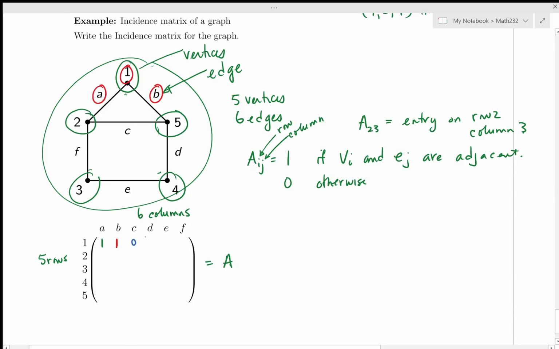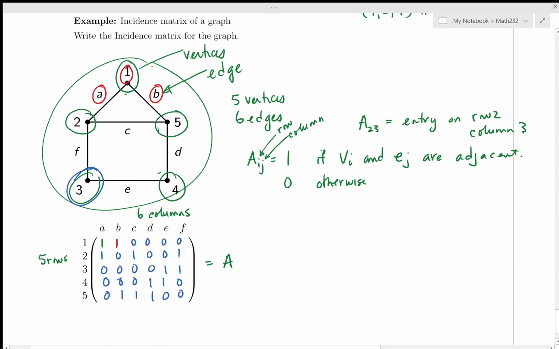So all these are zeros. Again, I just keep going. Let us look at vertex 2. Edge A is attached to vertex 2, edge C is attached, and edge F is attached. Then I put zeros in the rest. I go to vertex 3 down here, and I see that E and F are attached, and then I fill in zeros everywhere else. Then I do it for vertex 4, and which ones are attached to 4? D and E. And then I go to vertex 5, and I see B, C, and D.